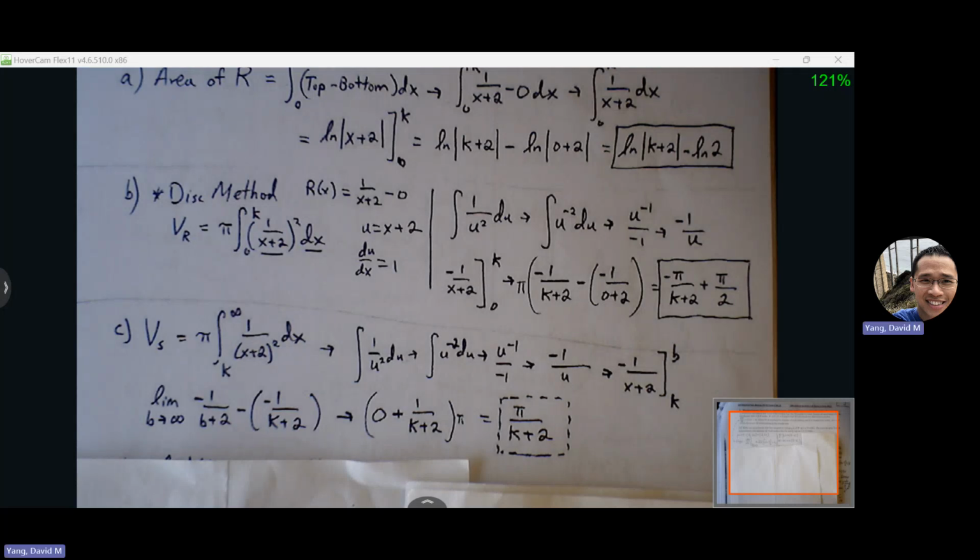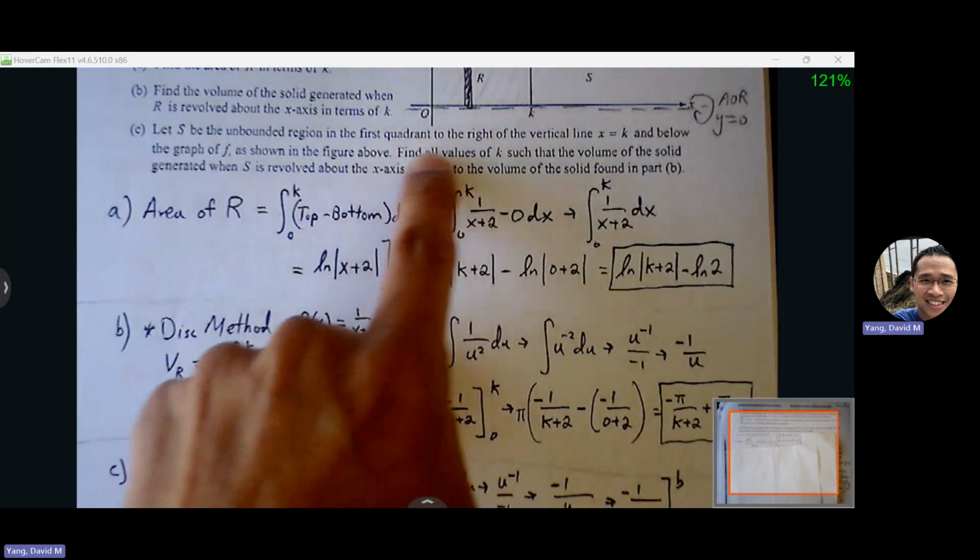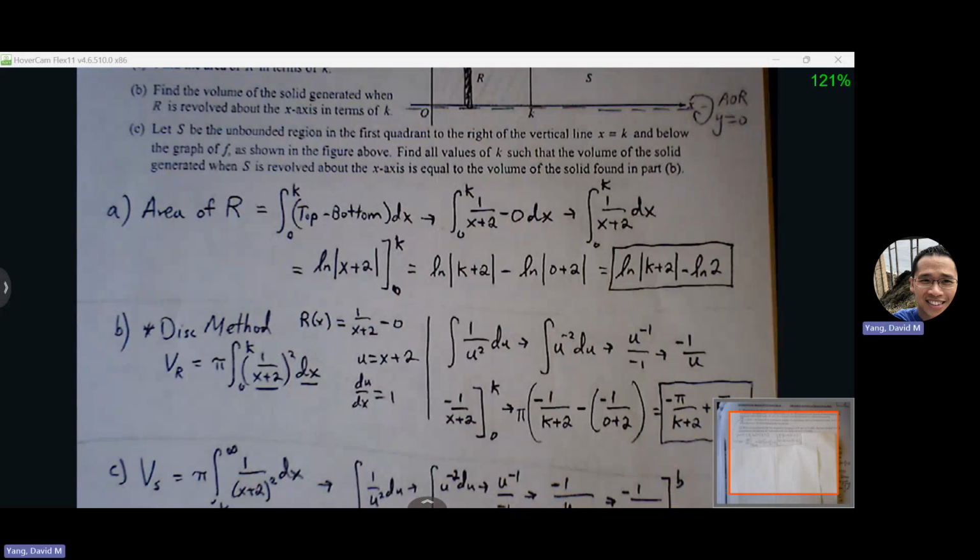Part C, we have that now moving into improper integrals because: let S be the unbounded region in the first quadrant to the right of the vertical line x equals k, and below the graph of f. Find the value of k such that the volume of the solid generated when S is revolved around the x-axis is equal to the volume of the solid found in part B.